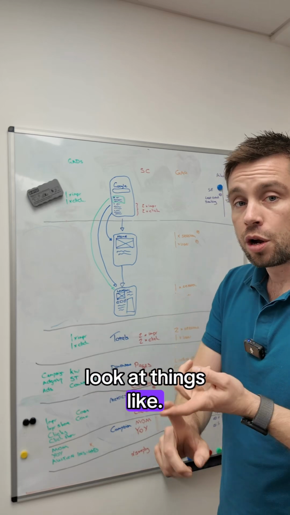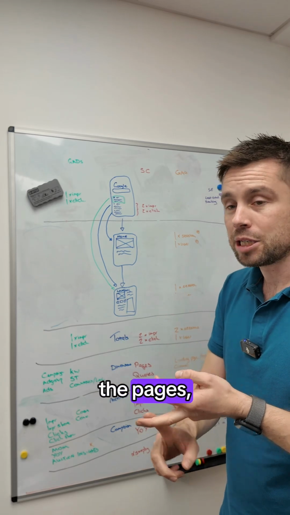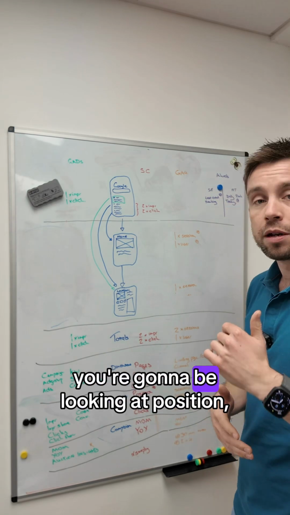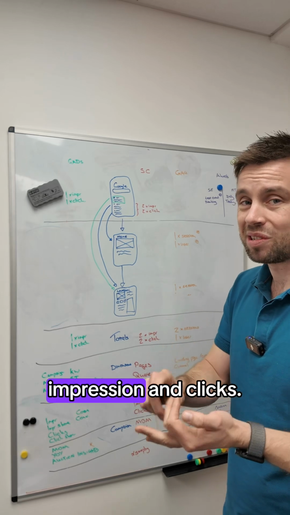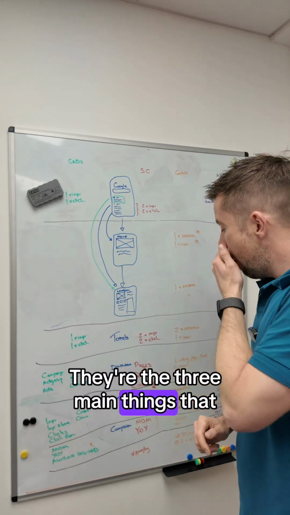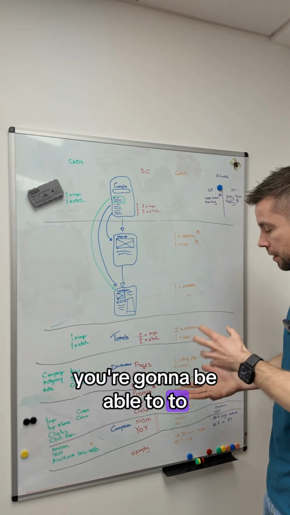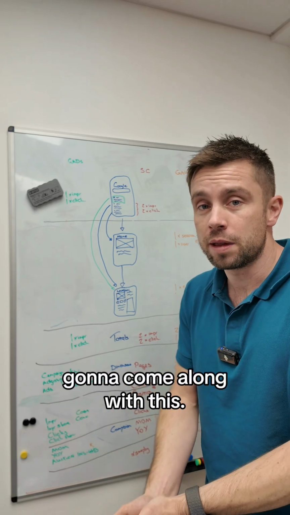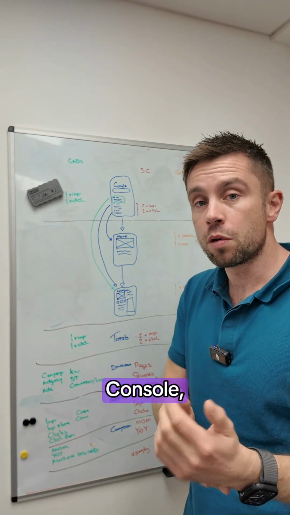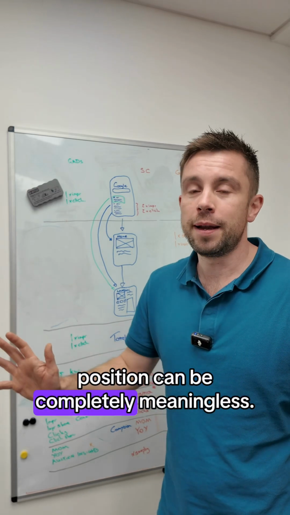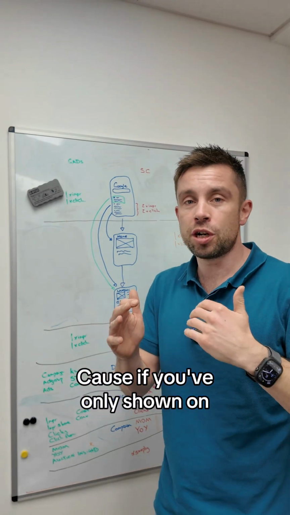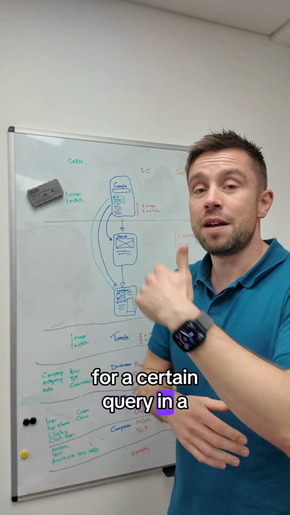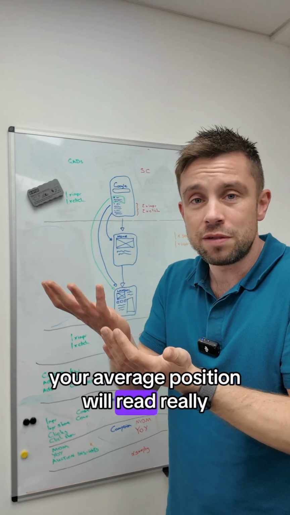In terms of Google Search Console, you have more limited data that you can analyze. So you can look at things like queries, pages, and countries. And then on the metric side of things, you're going to be looking at position, impressions, and clicks. They're the 3 main things that you're going to be able to see. But you have to take, again, the caveats, the pinches of salt that are going to come along with this. In the case of Google Search Console, position can be completely meaningless, because if you've only shown on the very odd occasion for a certain query in a very high position, your average position will read really high.